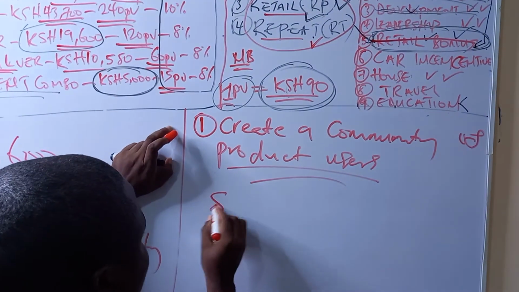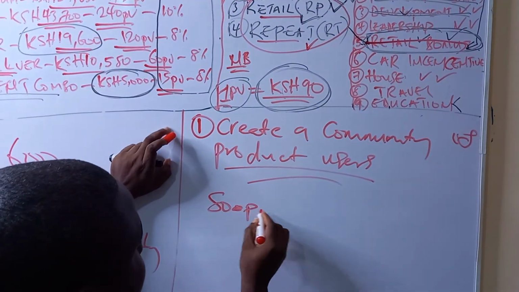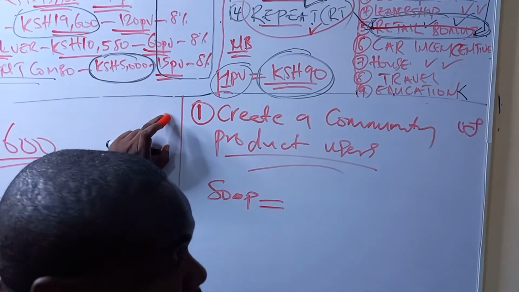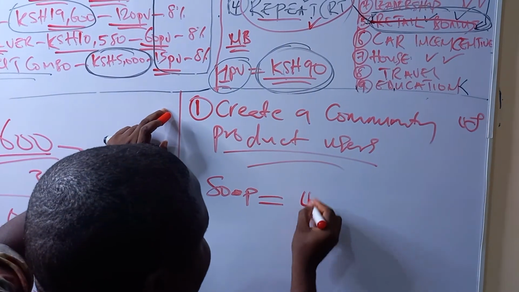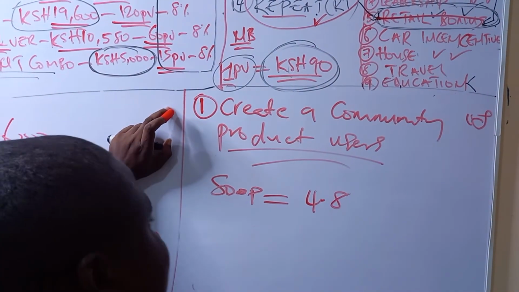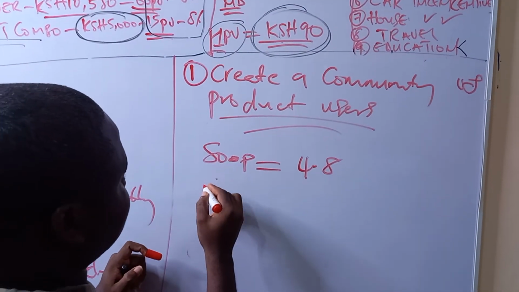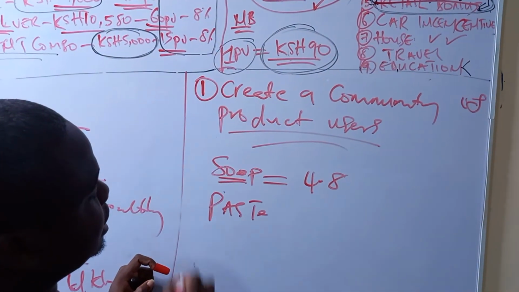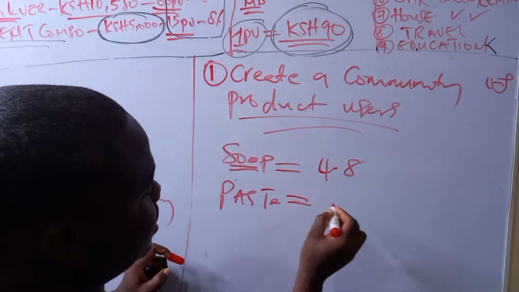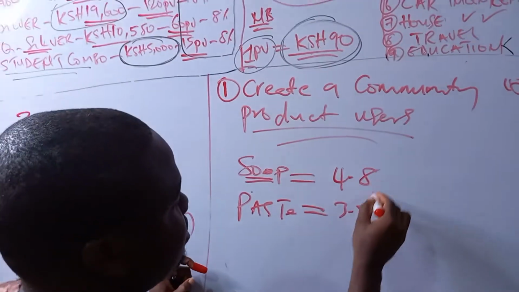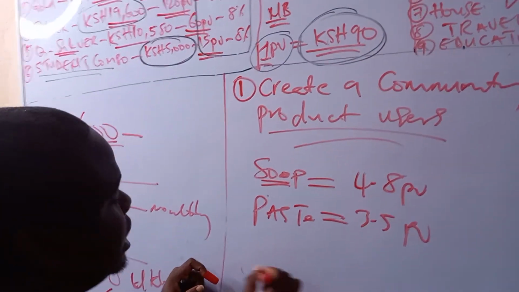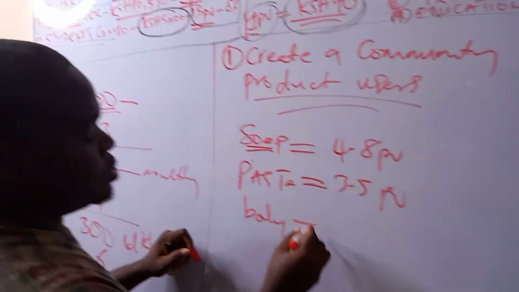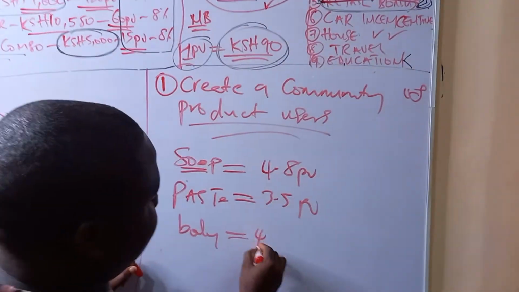Maybe for them, they use only the soap. I'm not too conversant with the PVs in Kenya, but let me use Ghana for example. The soap is 4.8, so you can confirm the Kenyan PVs, okay? The paste is very good. The soap, any skin related issues, the soap takes care of that. The paste is 3.5 points. Right. Then let's see, maybe they also use the body cream. Assume the body cream is 4.2.